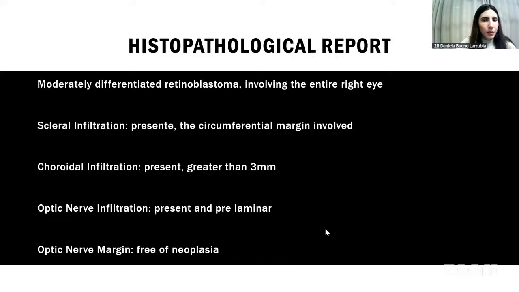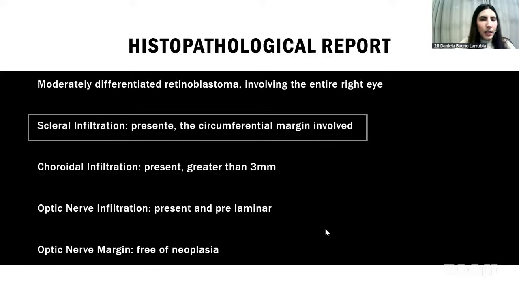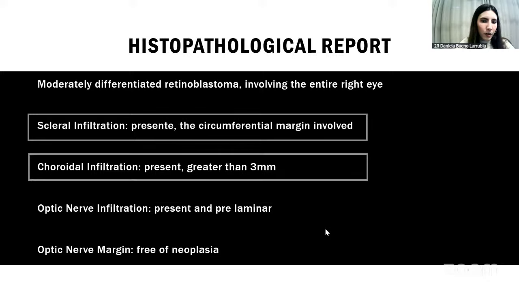The histopathological report showed a moderately differentiated retinoblastoma involving the entire right eye. There was scleral infiltration and the circumferential margin was involved. There was choroidal infiltration greater than 3 millimeters. The optic nerve infiltration was present and was prelaminar, and the optic nerve margin was free of neoplasia. From the described characteristics, scleral infiltration with involvement of the circumferential margin and a massive choroidal infiltration are risk factors for metastatic disease.